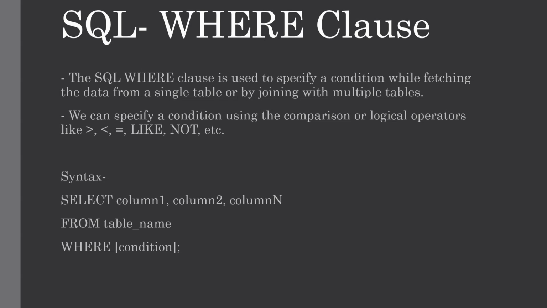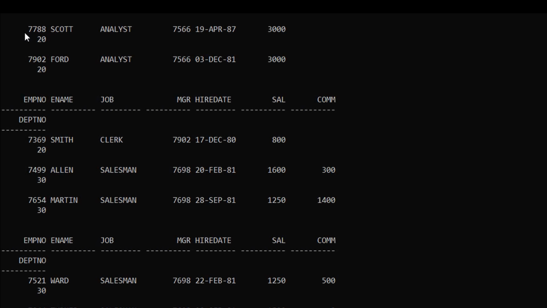Let me show you how to use the WHERE clause in different scenarios. This is the SQL command line interface. In this case we are using the EMP table. I have already created it and inserted values in this table. Let me show you. Select star from EMP. These are the many values present in this table. Totally 14 records are present.